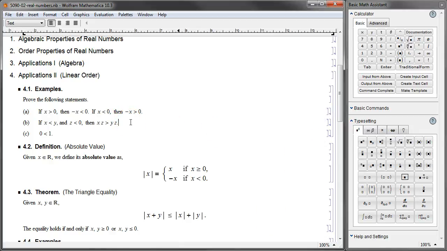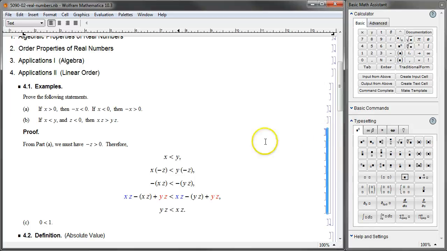If x is less than y and z is negative, then xz is greater than yz. Yes, if you multiply by a negative number, you have to change the direction of the inequality. We can prove it because we established that if z is negative, then negative z is greater than 0. Negative z is positive. We proved it in part A, so we are in good setting. Here we go. Let's begin with x is less than y, and negative z is positive.